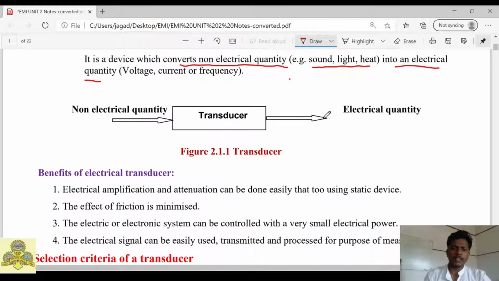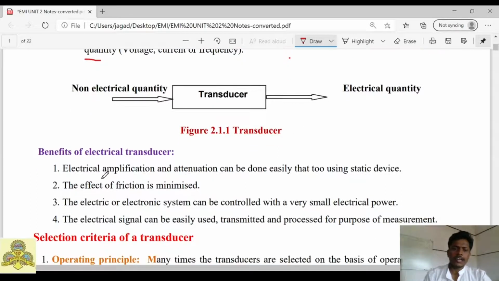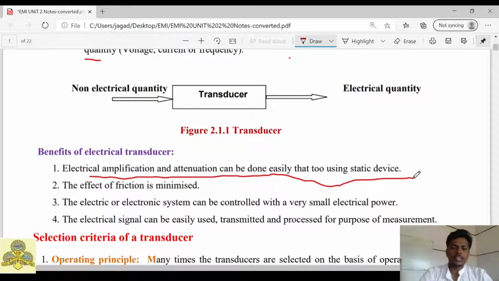So the benefit of an electrical transducer, as I said, is that electrical amplification and attenuation can be done easily, and that too using a static device. So what is amplification? What is attenuation? Amplification is the process to increase the strength of the signal. And attenuation is a process to decrease the strength of the signal.